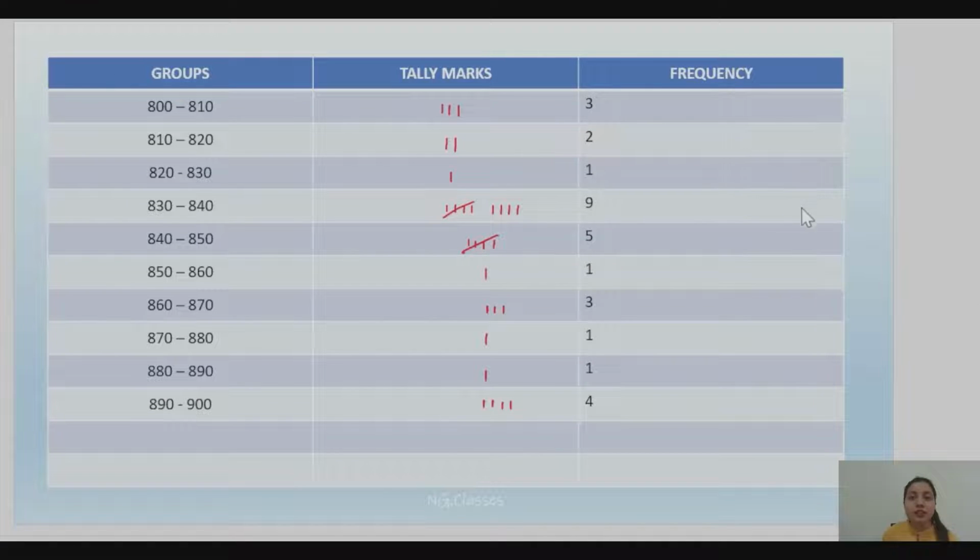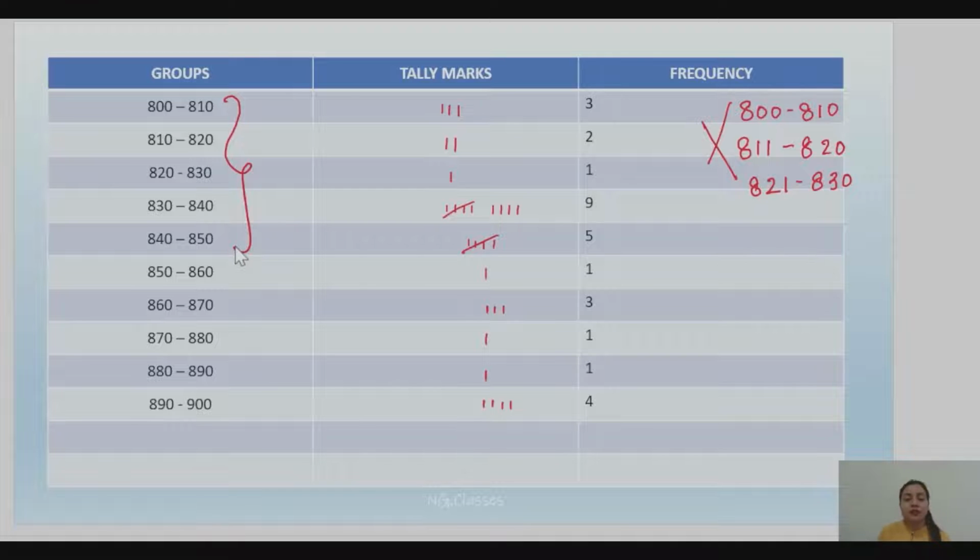Like if I am starting the interval from 800 to 810, then the next interval 811 to 820, after that I am writing 821 to 830. Now this is not a continuous interval because after 810 it is started from 811. So this is not a continuous interval. Here I have taken continuous intervals, and when we represent our continuous groups with the help of a bar graph, that will contain a shape of histogram.